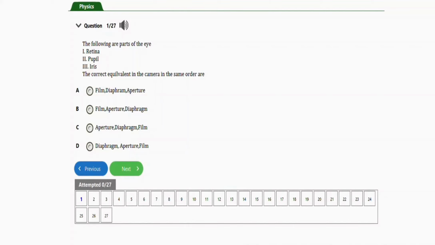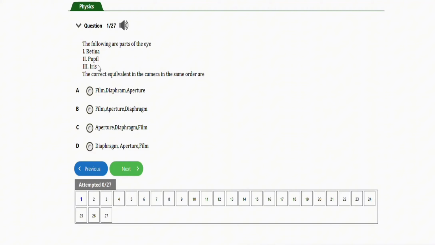In this video, we are going to learn how to solve these JAMB Physics repeated questions under optical instruments. So we have 27 repeated questions to practice with in this video. Let's get started. The first one I have here says, the following are parts of the eye.